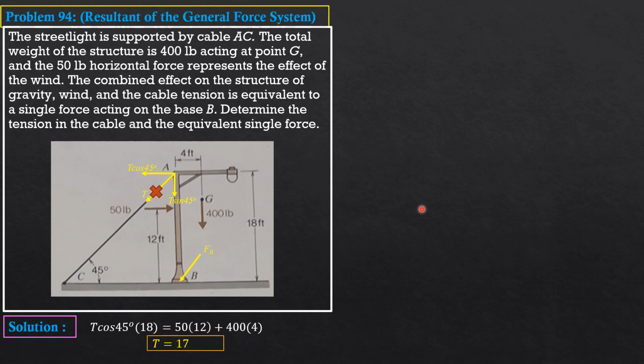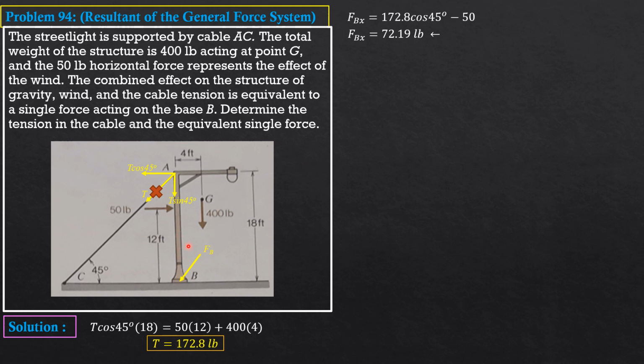So T can now be solved. It is equal to 172.8 pounds. Then the X component of FB, assuming this is the final direction of the single equivalent force. So FBX is T cosine 45 minus 50 from the figure. So T, 172.8 cosine 45, then minus 50. So FBX is leftward if this is positive. So FBX is 72.19 pounds, and because it is positive, it is leftward.